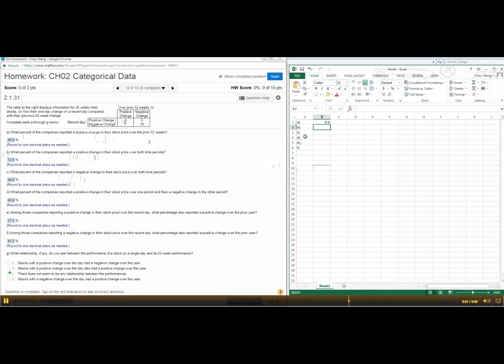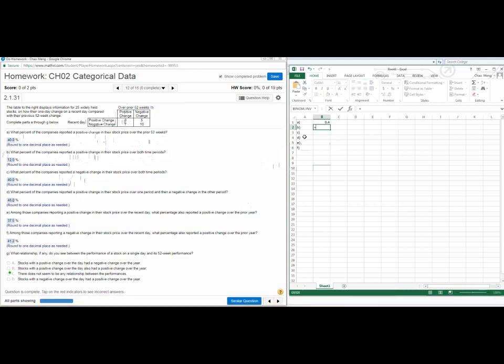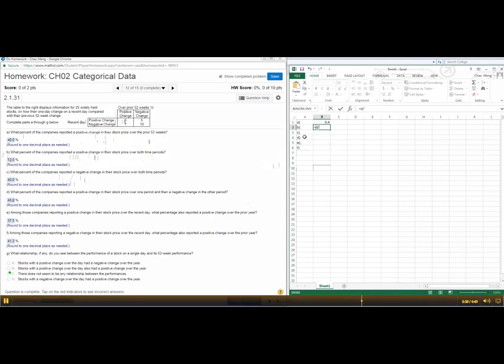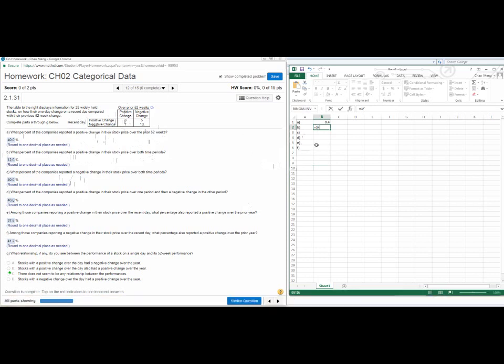So we have 3 companies that fall into this category, and we need to divide this number by the total number of stocks we are talking about. That's going to be 25. If we do this calculation, we are going to have 12%.